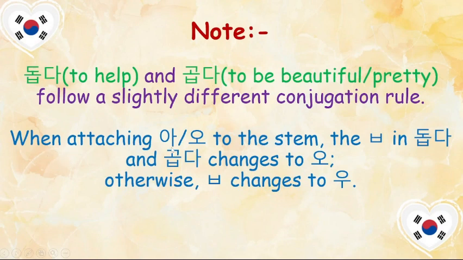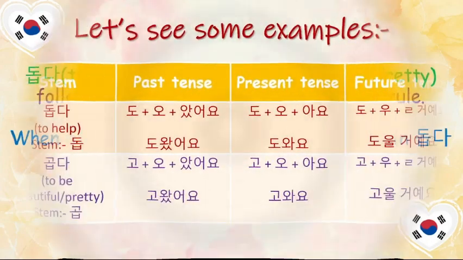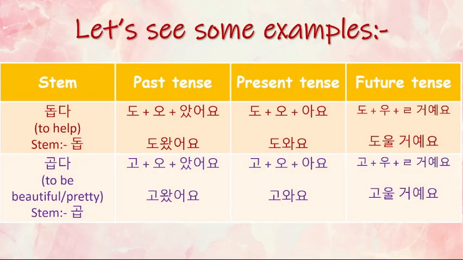When attaching 아 or 오 to the stem, इसका क्या मतलब हुआ कि जब भी इनके stem से जो upcoming vowel है वो 아 या 오 आके attach होगा, then the ㅂ in 돕다 and 곱다, it changes to 오. Changes to 오. Remember this, not 우 but 오. Whenever 아 or 오 are getting attached to the stem. Okay. Otherwise, in all other cases, the ㅂ changes to 우.